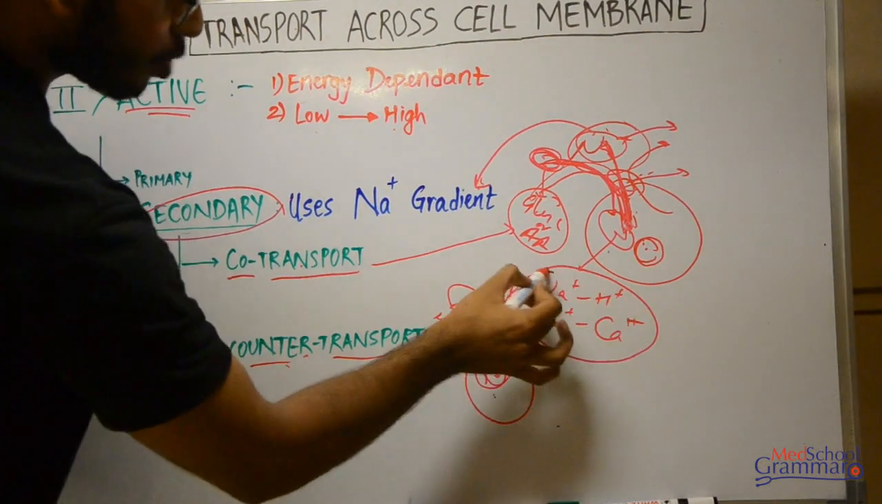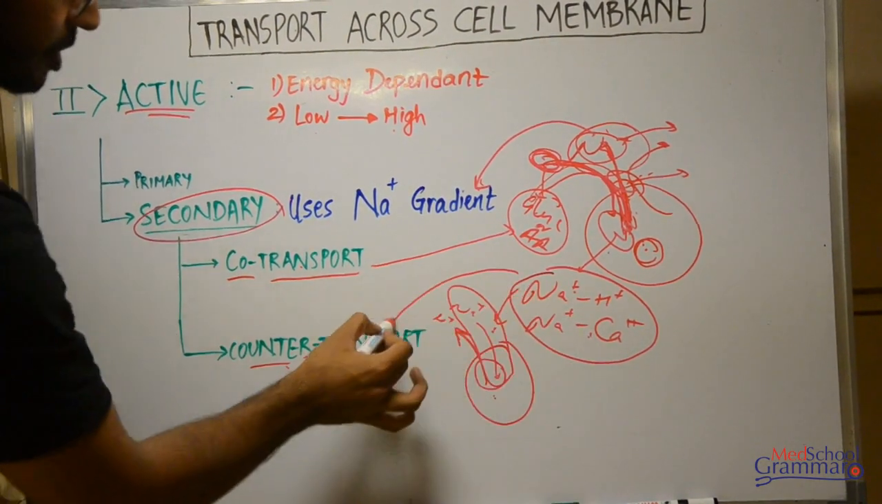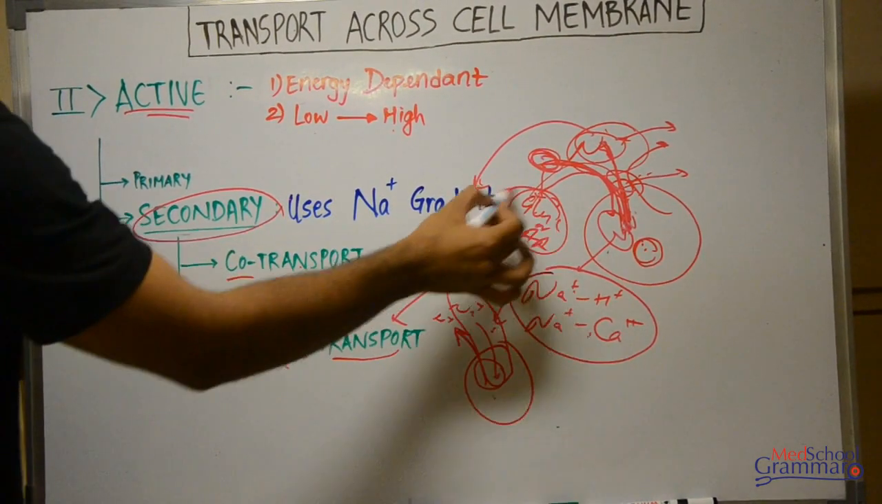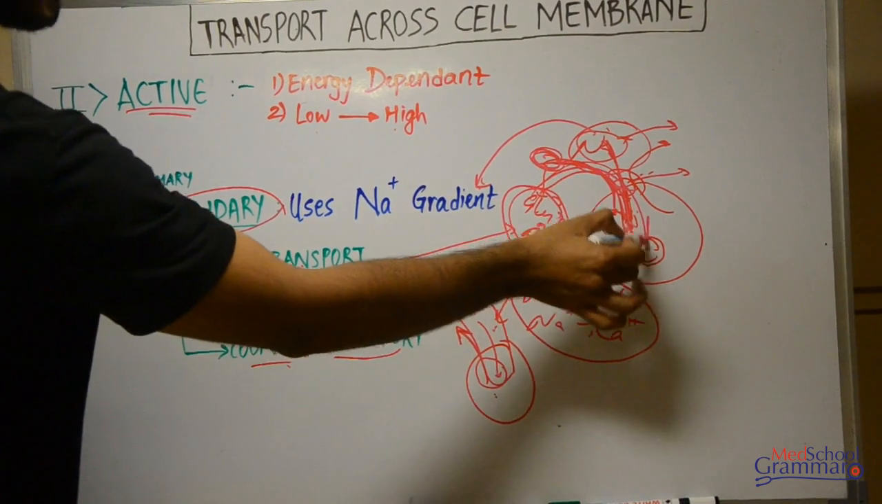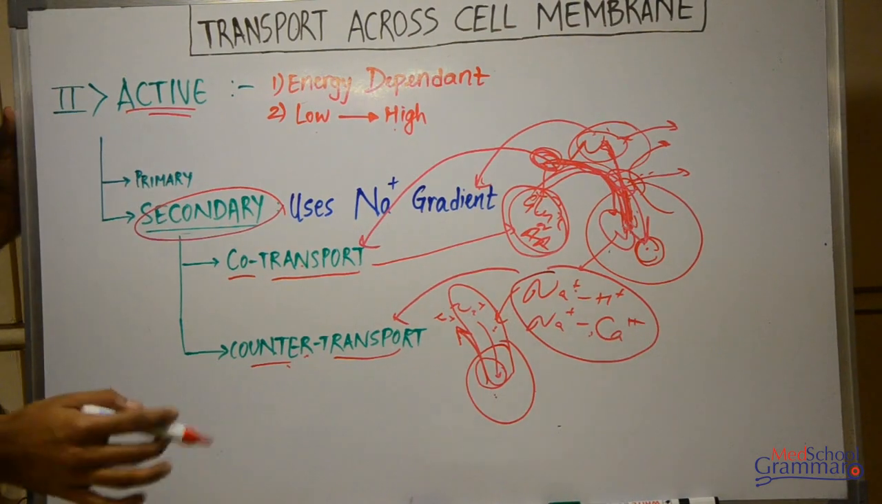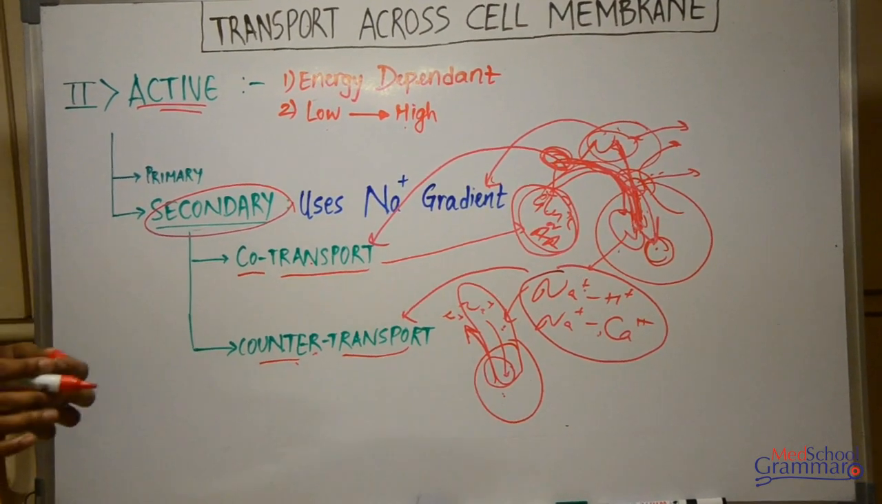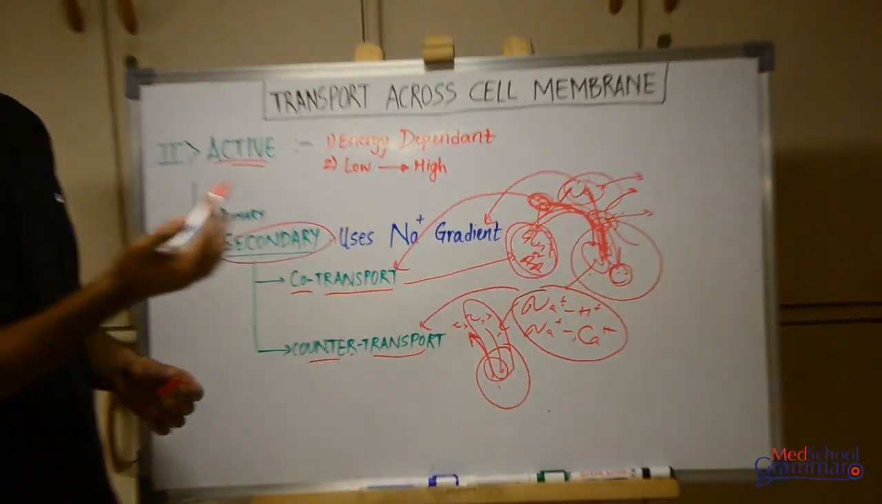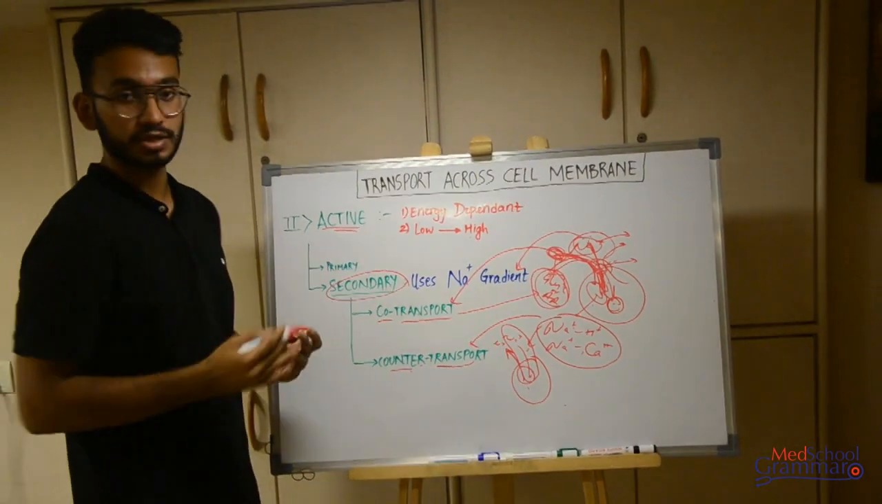So these two pumps, the sodium hydrogen and sodium calcium, are examples of counter transport, whereas glucose and amino acids move along with sodium, and these are examples of co-transport. So that is all about the active transport, the primary and the secondary, co and counter transport.